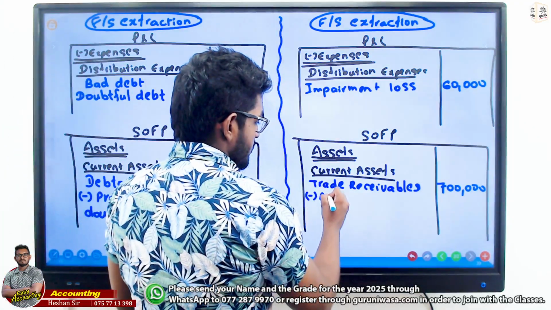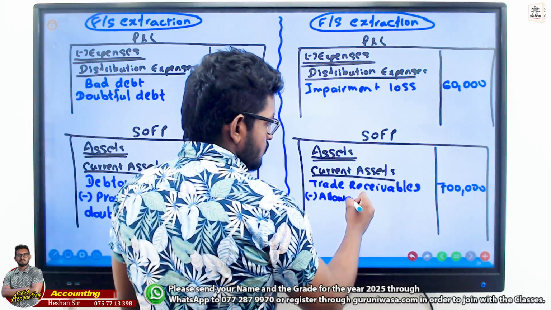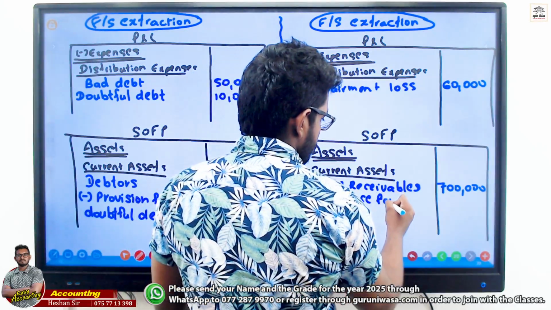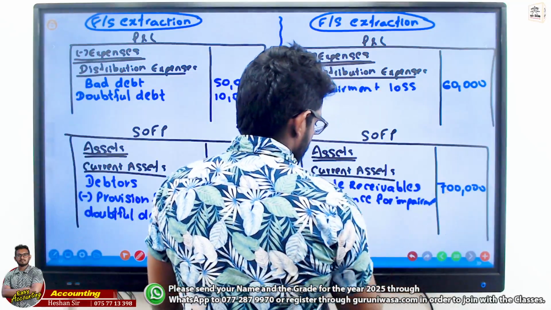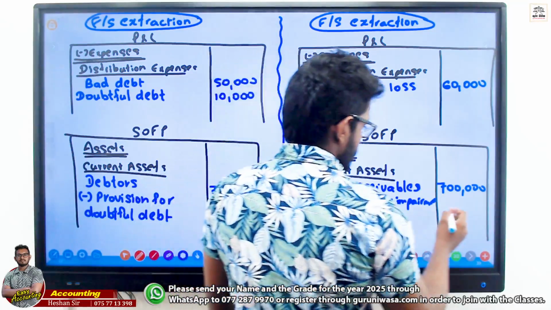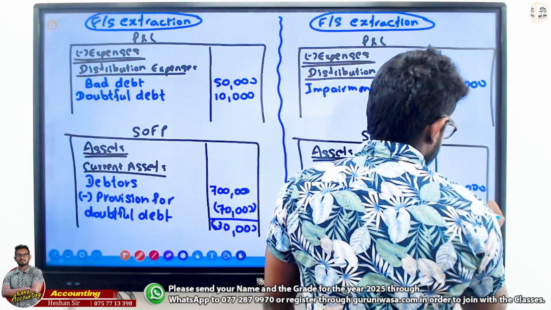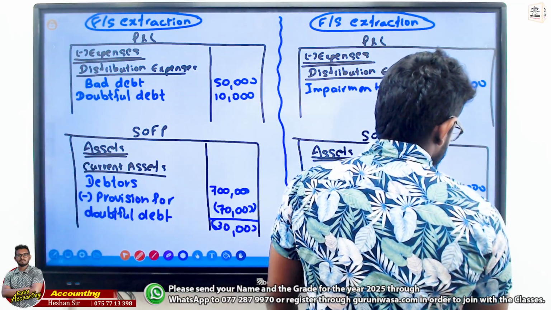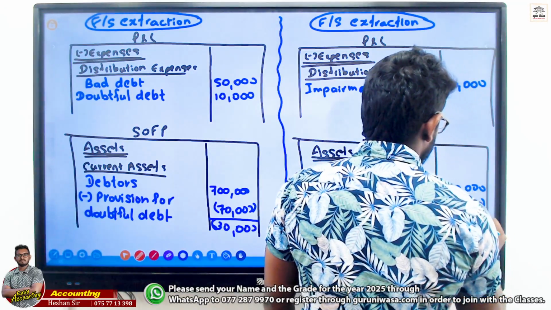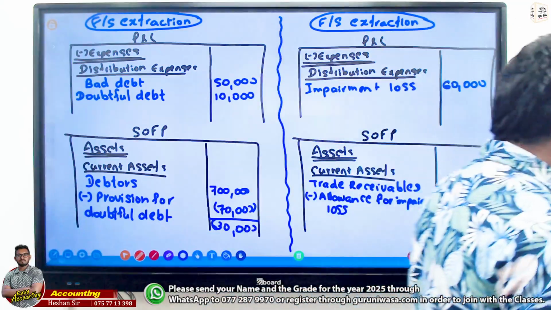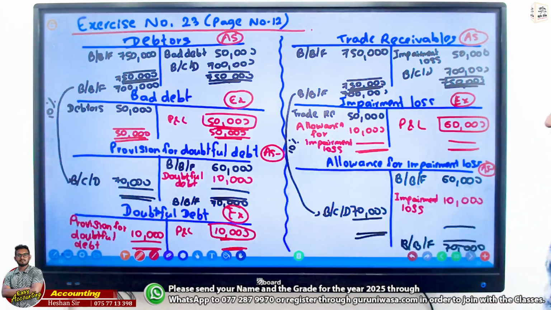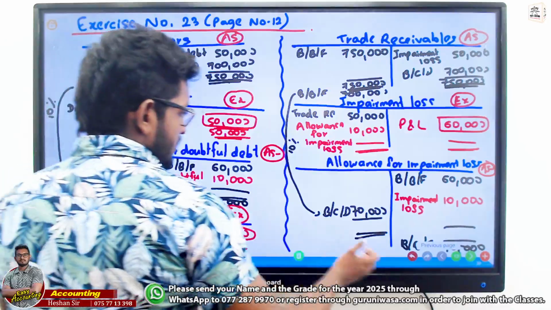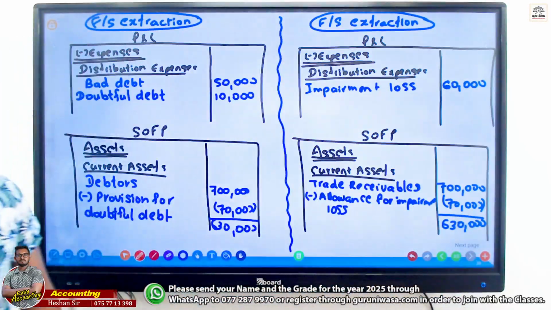This is allowance for impairment loss 70,000. Means 630,000. That is the total debtors or trade receivables we identify. Are you okay up to here? In here, just remember we identify the closing balances. Write it and raise your hands.